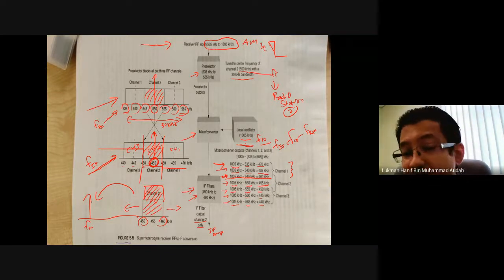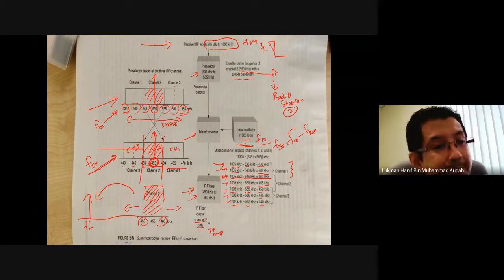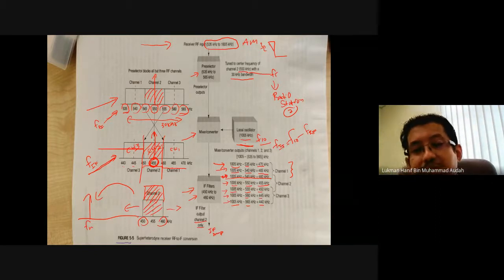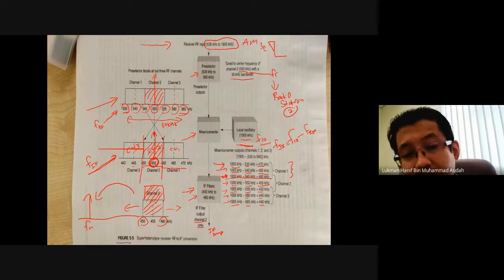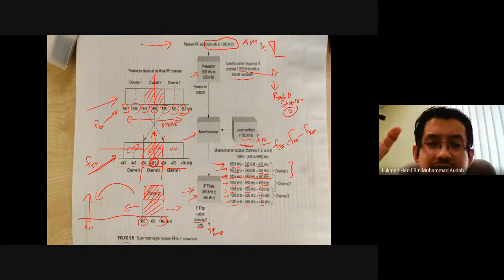Okay, so ini boleh faham tak? Ada soalan tak untuk ni? Do you have questions about this example? If you don't have questions, that's good. That means you understand what happened at the first stage, first section, RF section, converter section, IF section.